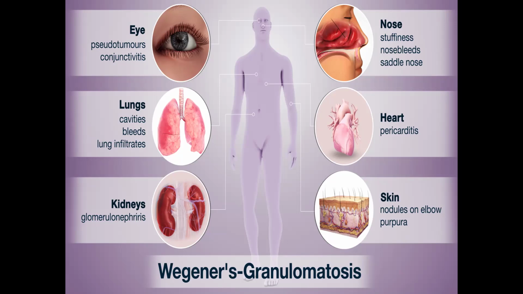These patients are characterized by pericarditis, nodules in the elbow, glomerulonephritis, lung infiltrates, and pseudotumors in the eye. So remember, Wegener affects mainly the nose and the sinuses.